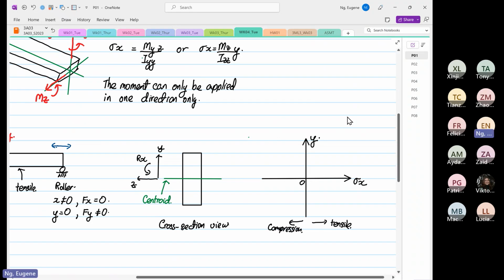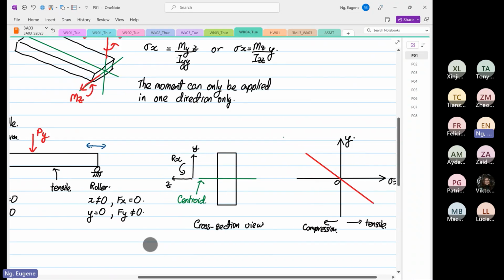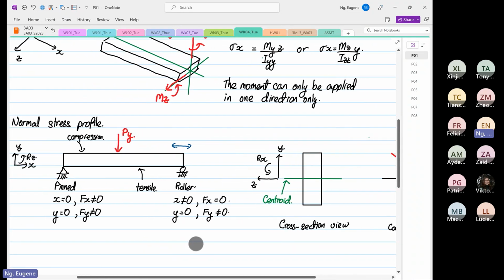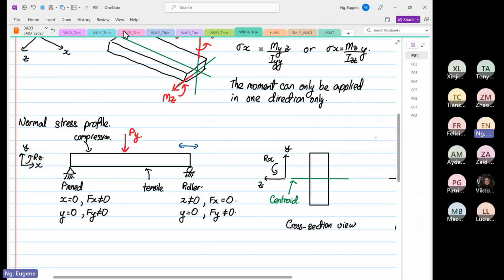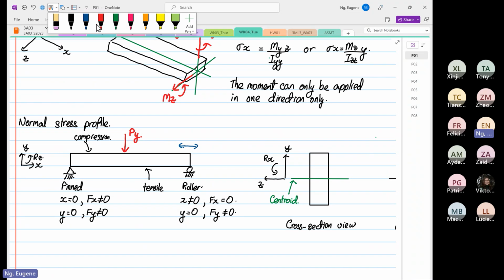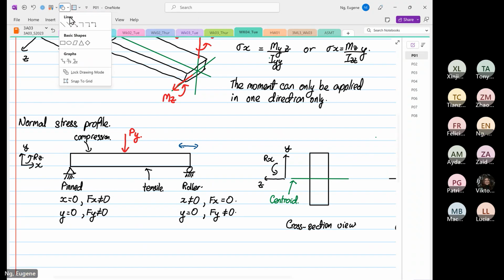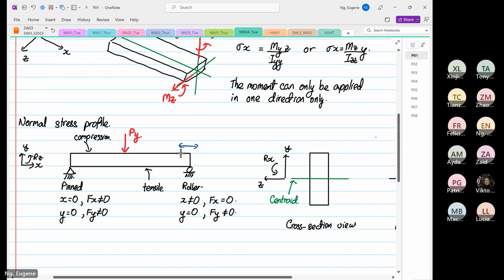So based on how our structure is loaded, what we have is this. Okay, so I'm going to draw the stress profile, the normal stress profile. So this is the normal stress profile. So you ask me, Eugene, where are we drawing now if we view it from our XY structure or XY plane? So if I'm going to sketch the same line, okay, it looks like this.